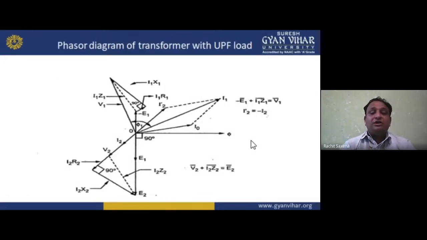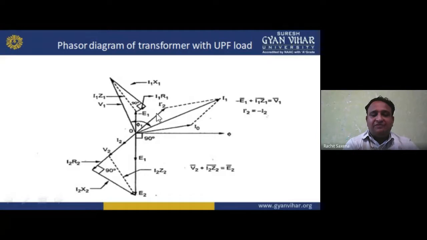Now if I am talking about unity power factor, my dear students, I am talking about a resistive load, in which voltage and current are in the same phase. So see here, I naught is the combination of I mu and IW, and I1 is the combination of I2 dash and I naught.